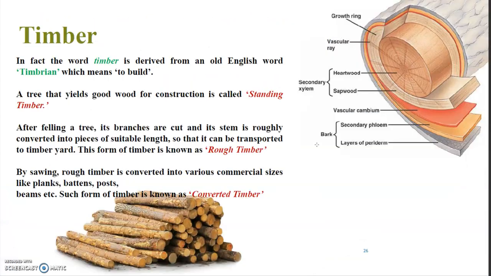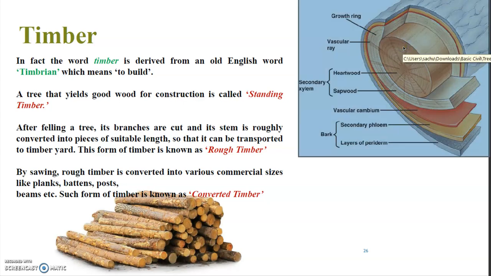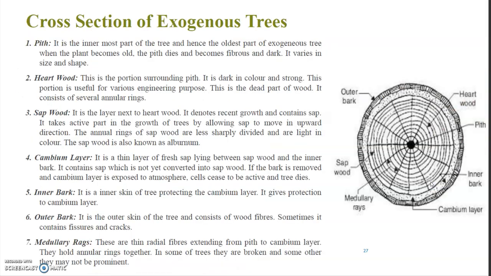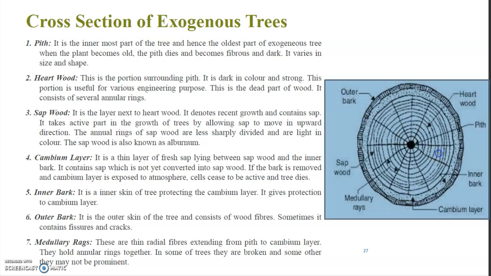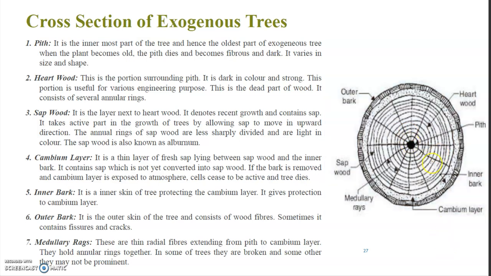This particular image shows the inner structure of exogenous trees, right? So how will the cross-sectional profile of an exogenous tree look? This is how it will be. Going from the center to the outermost layer, we have the pith, heartwood, then around the heartwood the sapwood portion, then the cambium layer, inner bark, outer bark, and finally the medullary rays, which hold all these annual rings in place.